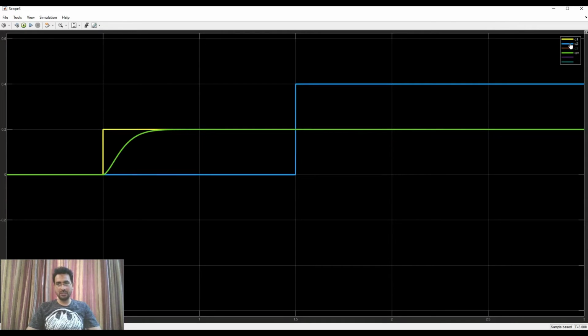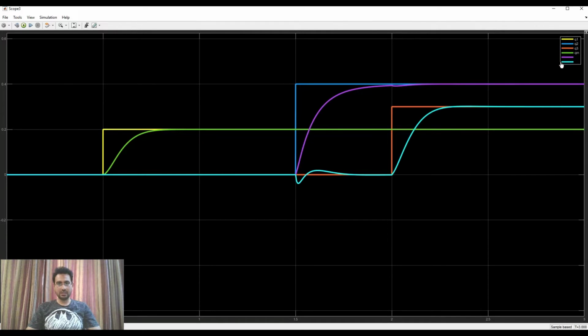And the same is true for the second set point. This blue one is for the second joint, and this purple line is the measured second joint angle. The same goes for the third joint. This red line is the third joint reference point, and this cyan line is what the robot did. So up to this point, everything is fine.